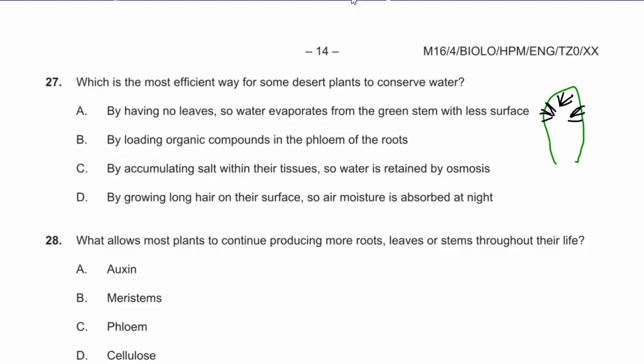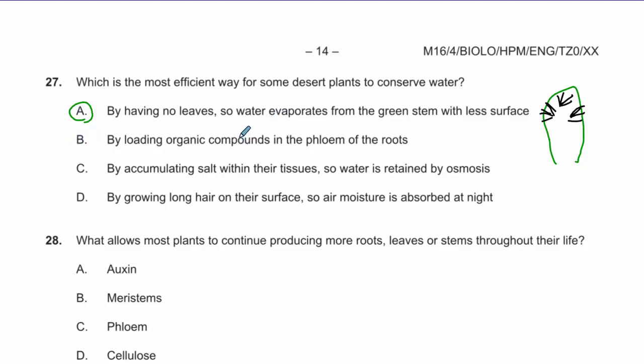So let's look here. Which is the most efficient way for some desert plants to conserve water? So let's look at A. By having no leaves, so water evaporates from the green stem with less surface. I think this is the correct one. Because the leaves would increase surface area, you would need more stomata, and that would be a problem.